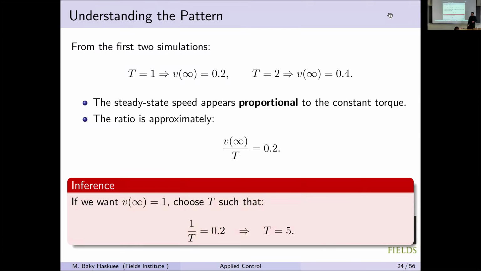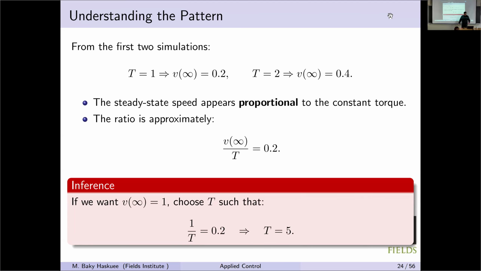Okay, this is called proportional to constant torque. The steady state is proportional to the constant, because we saw that if we set T equal to 1, the speed will be 0.2, and when we set T equal to 2, at time infinity the speed equals 0.4. From that we can find this approximation: the velocity of the disk when time goes to infinity, with respect to T, the torque, is 0.2. From this, when we set this equal to 1, we will get T equal to 5.